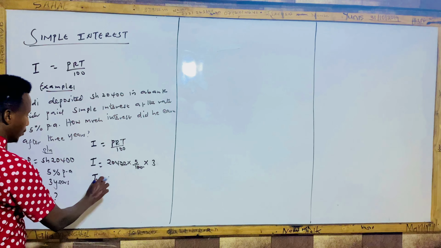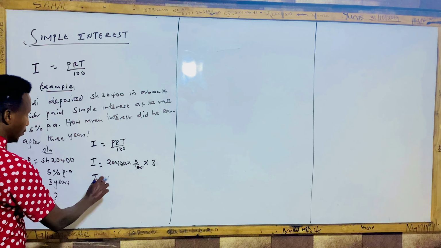P is under question because we don't know the money borrowed. Then our rate R is 8%. Time T is equal to 2 years. I also have interest, don't forget. Interest I is equal to shillings 5,120. How will I get the principal, guys?